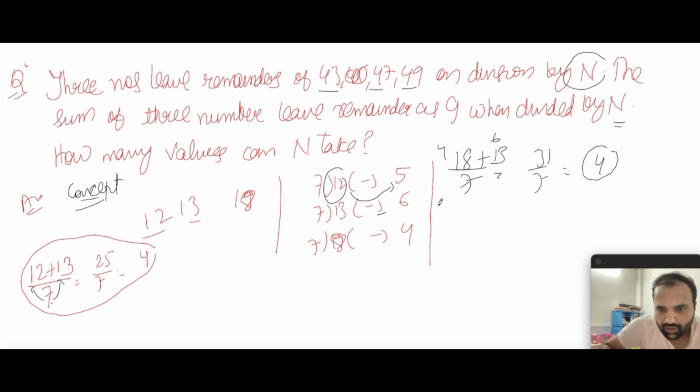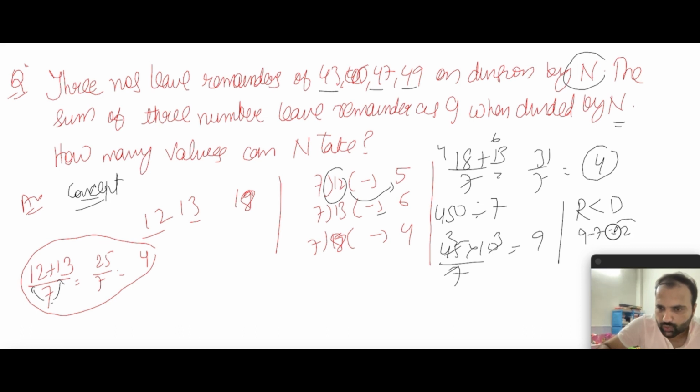Let's say 450 is divided by 7, for example. So 45 into 10 is divided by 7, okay? So what we can check, we can take 3 over here as the remainder and 3 over there, so we can take 9 as the remainder over here. 9 is the remainder, but again we know that the remainder is less than the divisor, so we'll subtract it. 9 minus 7, we get 2 as the remainder.